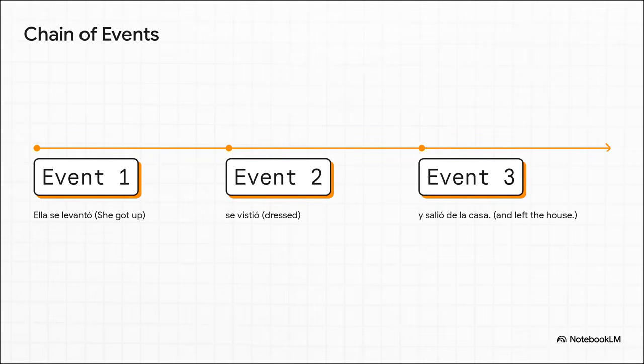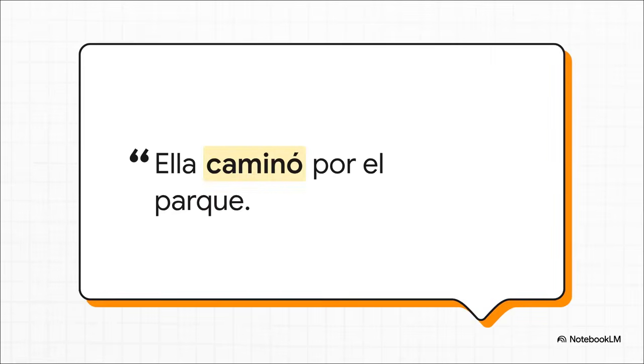She got up, boom, completed action. She dressed, boom, next completed action. She left, boom, final completed action. It's the tense you use to tell a story. And this is probably the most common way you'll see it used, for a single, self-contained event. Ella caminó por el parque. She walked through the park. The action is totally finished. It's just a simple, clear snapshot of the past.